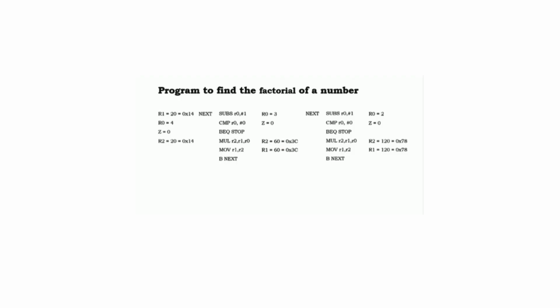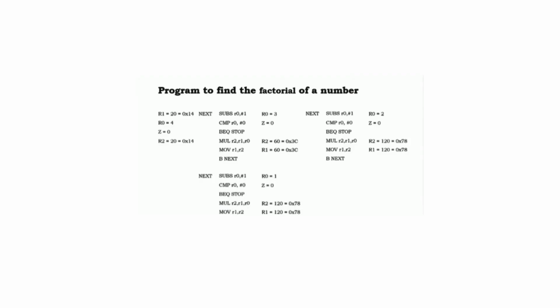In this loop, we'll reduce by decrementing this R0 value, that is from 3. Now it will be 2. Again it will check for R0 value whether it is 0 or not. If it is not 0, it will continue with the instruction. If it is 0, it stops the execution. So if it is not equal to 0, it won't jump to the stop label. It will continue with the multiplication.